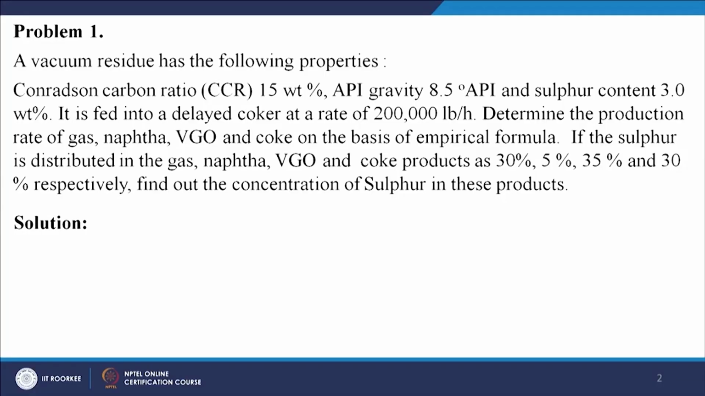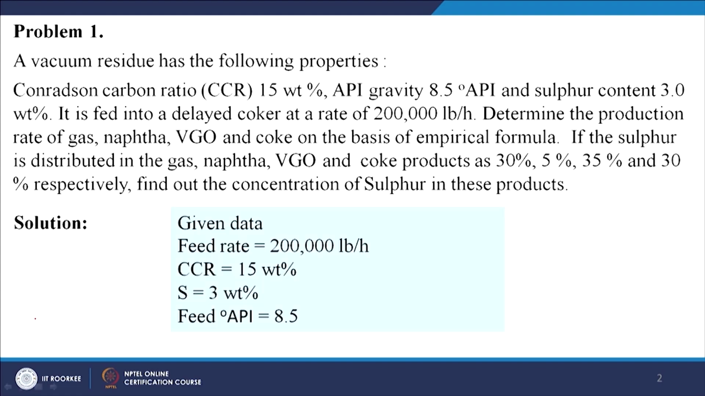Hi friends, now we will have a tutorial session, and in this session we will solve some numerical problems based on our discussion in the last 4 classes. The first problem says a vacuum residue has the following properties: condensation carbon ratio CCR is 15 weight percent, API gravity 8.5 degree API and sulfur content 3.0 weight percent.